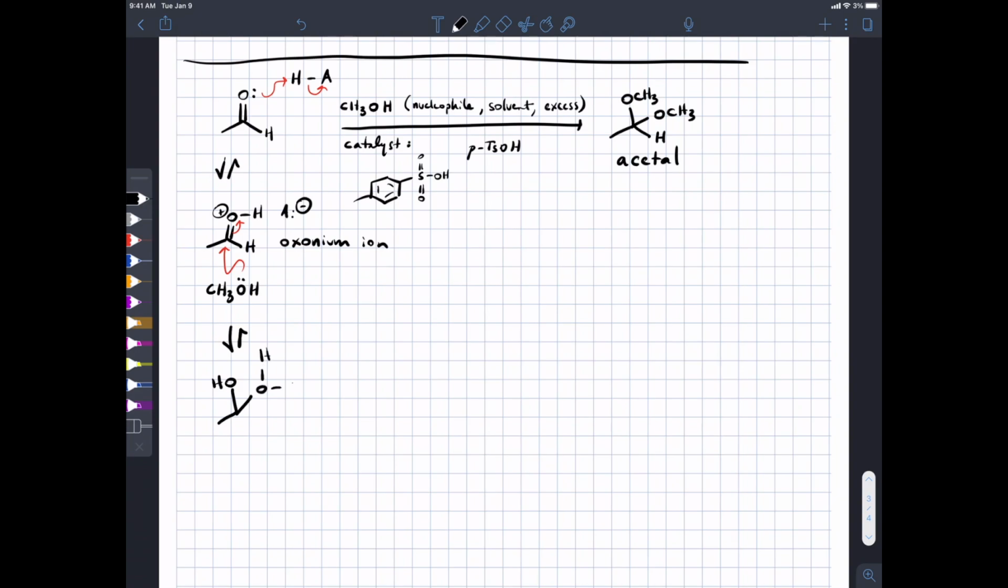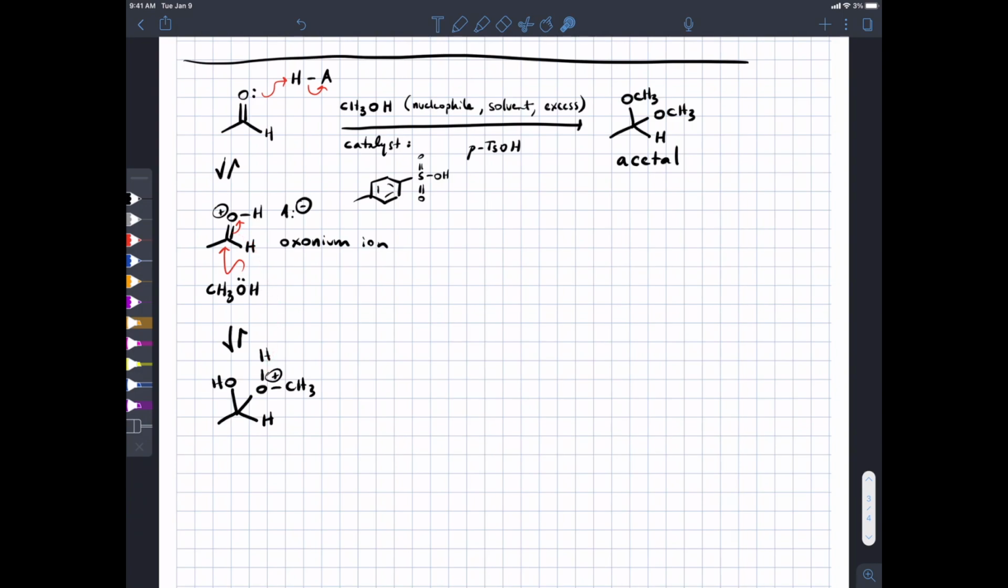And the product that we get looks like this. You can tell it's reasonable for the neutral nucleophile to attack a positively charged carbonyl compound because the product also has a positively charged oxygen. So thermodynamically that should work.